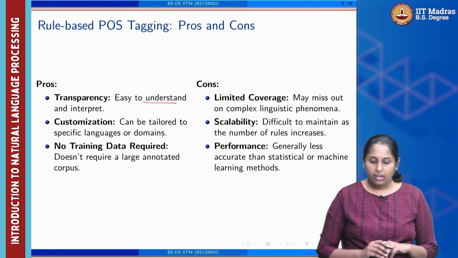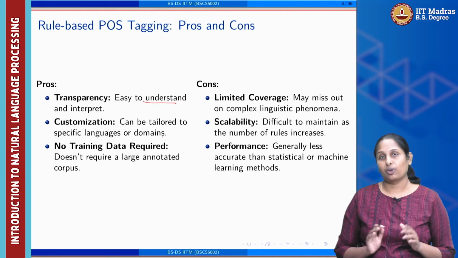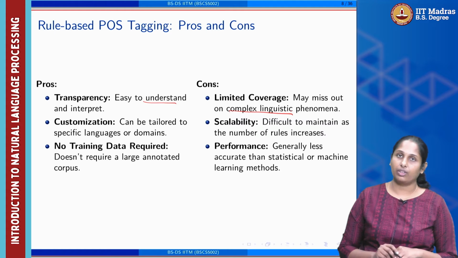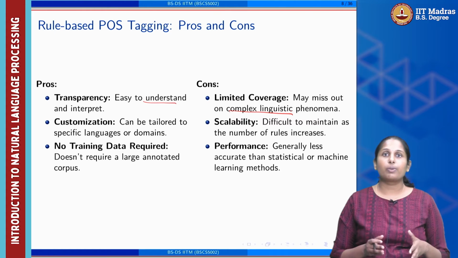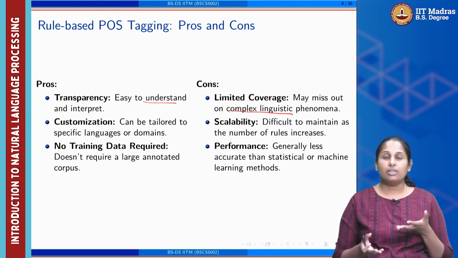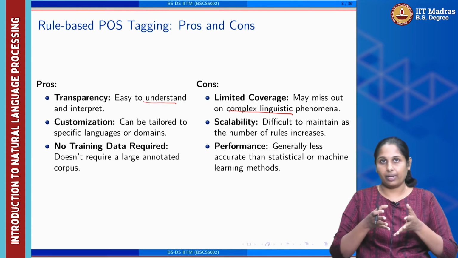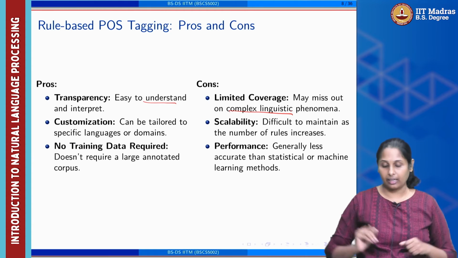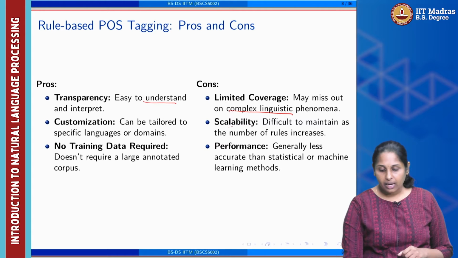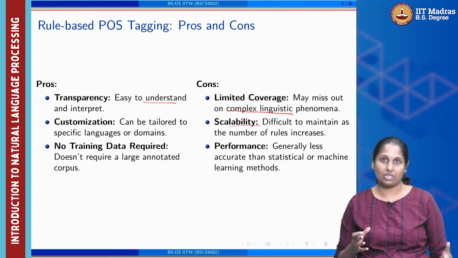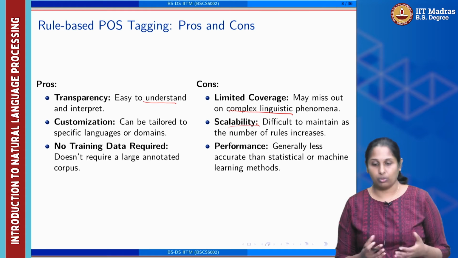The disadvantages of this particular method: it may miss some complex linguistic phenomena, because since it's based on the dictionary, the interdependency between two words may not always be at a similar place. It can be at any length in the sentence. And scalability is another important issue, because it's very difficult to maintain a large database with a large number of rules.